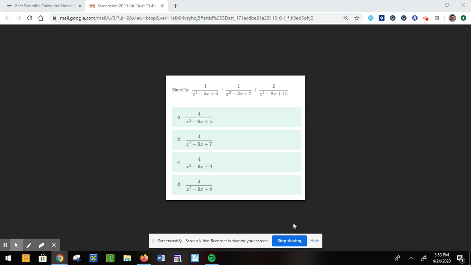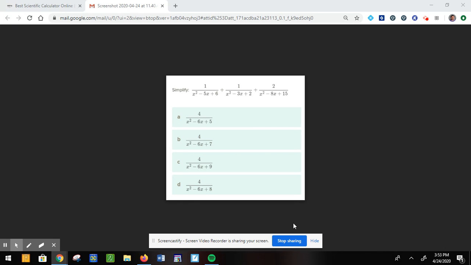So just like adding fractions that are rational numbers, you need a common denominator. So functions, same deal. You need a common denominator. So the first thing I'm going to do is figure out, well, I need to factor the denominators that are given.